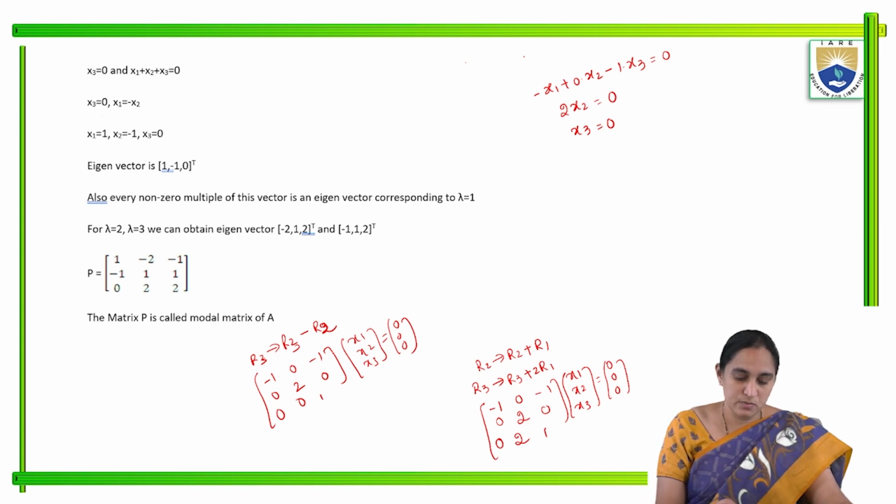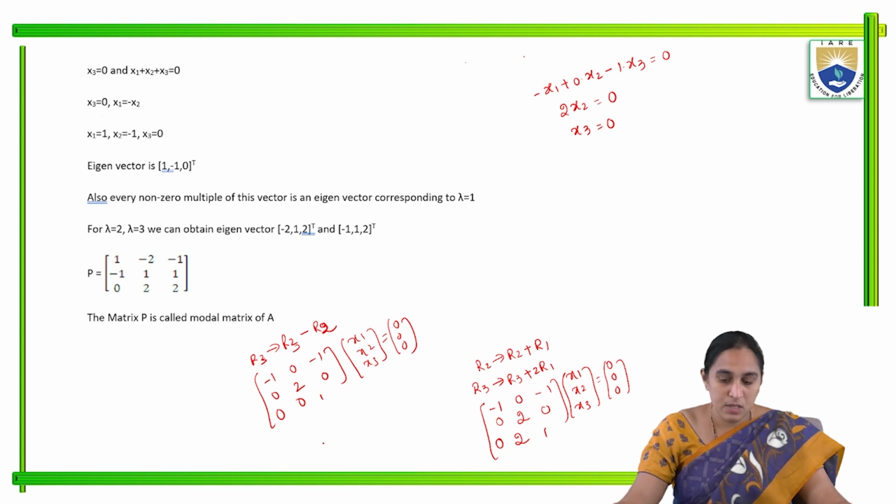Observe minus 1, 0, minus 1. No possibility to make this 0. And next one is K. Here we have to observe minus x1 plus 0 into x2 minus 1 into x3 as 0, and another equation 2x2 is equal to 0, and the next one x3 as 0.